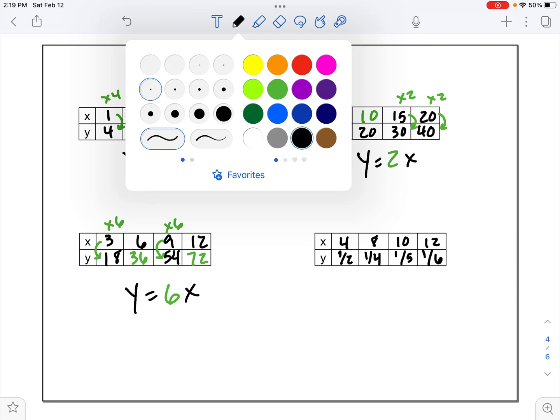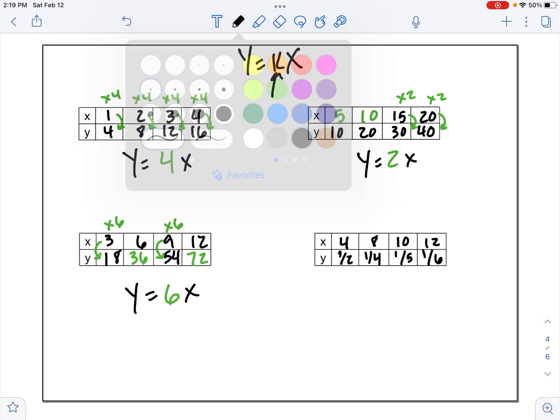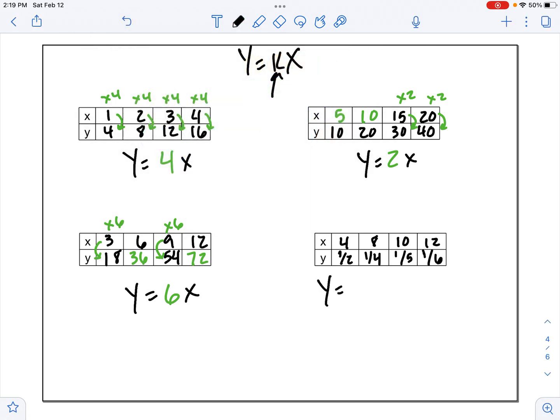Well, let's look at this one. This one looking a little interesting, right? Since it's getting smaller, that's a division problem, kind of looks like. So I'm going to try an inverse. I'm going to try an inverse situation where it's y equals k divided by x. So now I can just put in my x and y values and see what that k turns out to be. So let's just look at this first one.